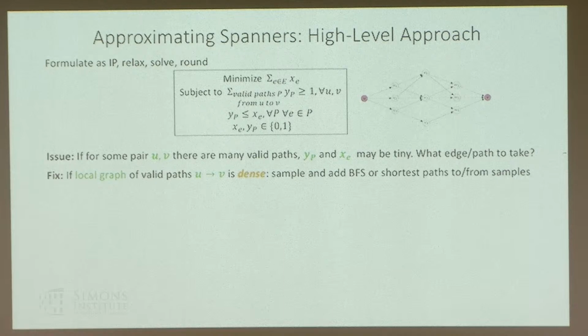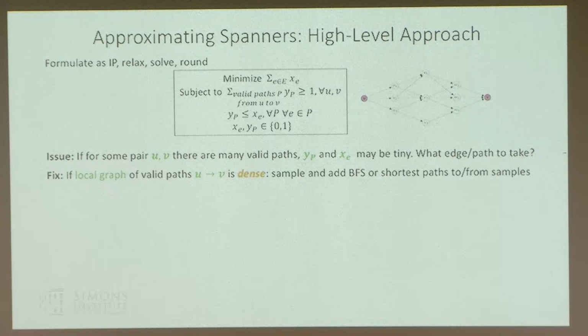was to break the approach into 2 cases. In one case, you have dense local graphs. We're going to call the set of paths that are valid between u and v the local graph, right? And if the local graph is dense, we're going to do one thing. And if the local graph is sparse, we're going to do another thing.